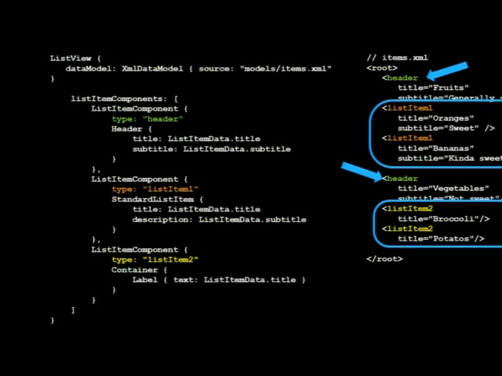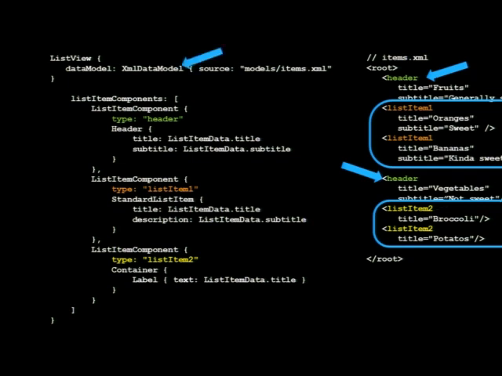And here you can see the code for using the list view. The list view has a data model property. That's how the list view gets the data. And this data model is using an XML data model. And that XML data model is pointing to this particular XML file. So that's how you connect the XML file with the list view.